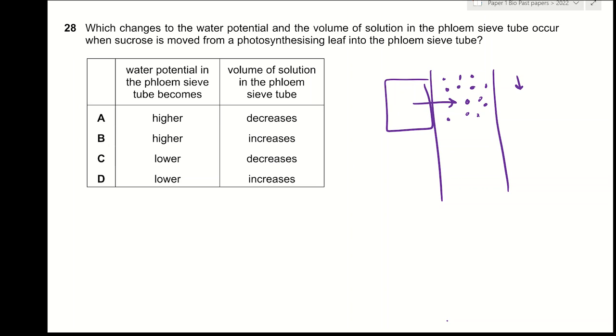Therefore, because there's an increased sucrose concentration, water moves from adjacent cells by osmosis down the water potential gradient into the phloem sieve tube elements. So the volume of the solution increases because water is moving in by osmosis. Therefore, the correct answer is going to be lower water potential, as we mentioned why, and the volume increases, so the answer is going to be D.